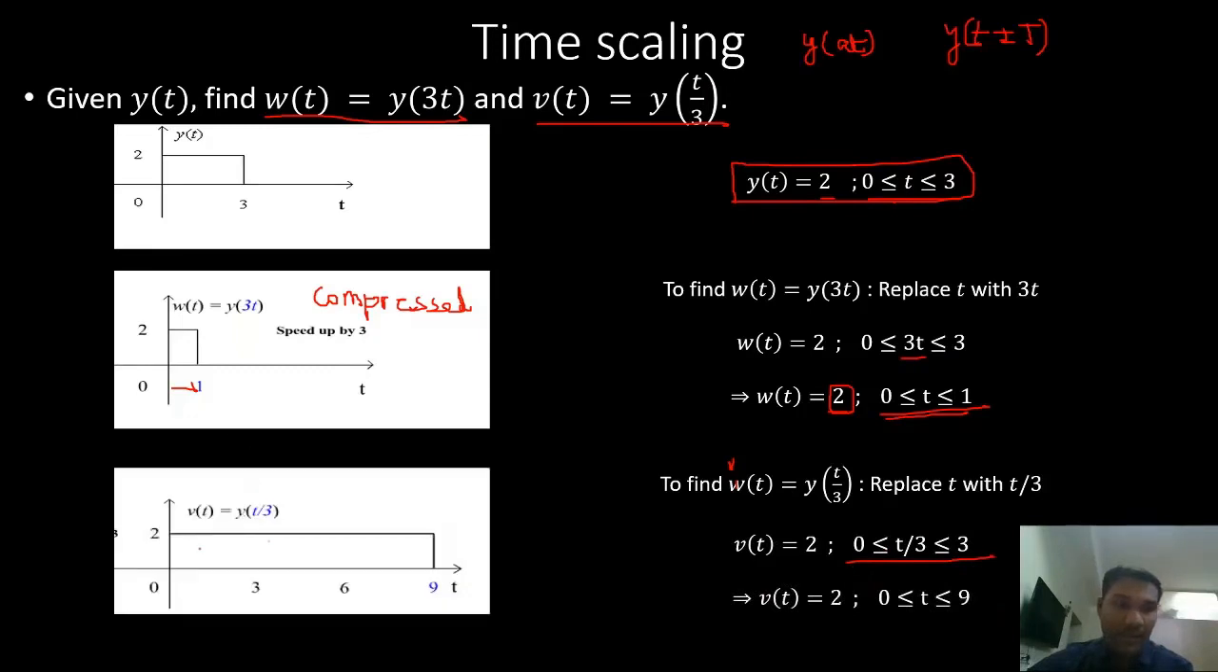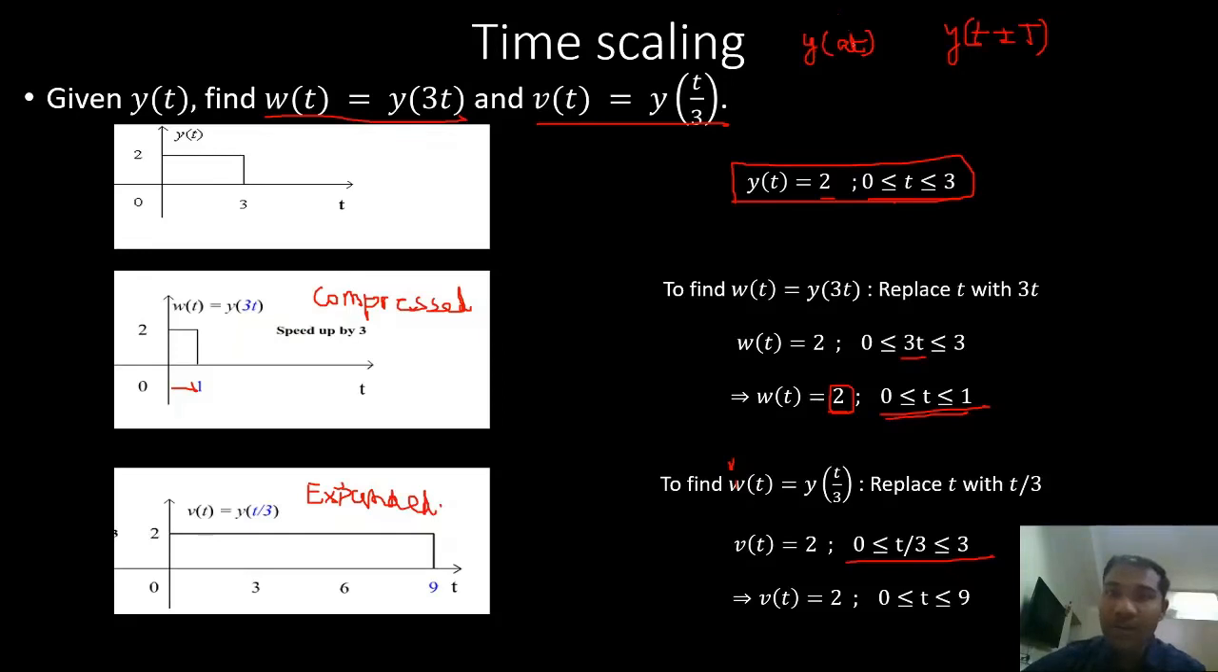It becomes 0 less than or equal to t less than or equal to 9. Graphically, it looks like this. So when you compare the original signal with this signal, what can you say? The original signal is expanded, right?